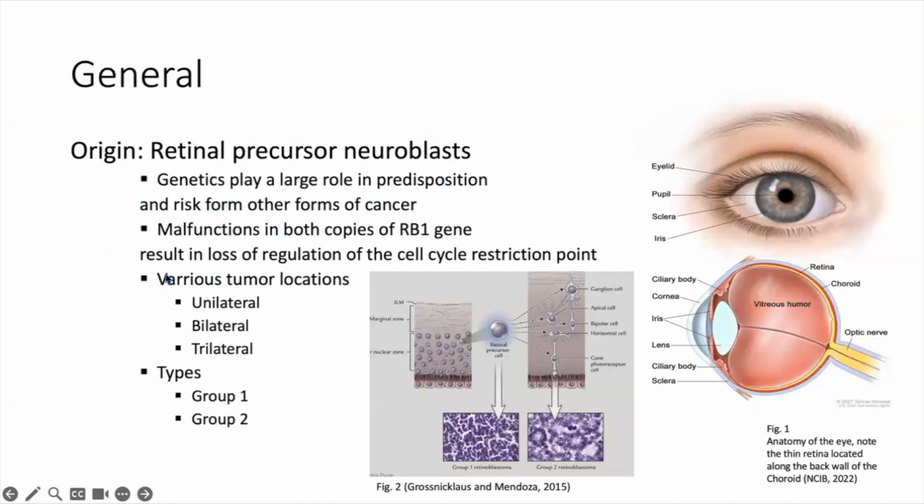Different types of retinoblastomas can also arise. Group 1 is a direct result of tumors forming from retinal precursor neuroblasts, and Group 2 is cancers evolving from ganglions, rods, or cones, essentially all differentiated forms of precursor neuroblasts. For the purposes of today, we'll be focusing on Group 1.